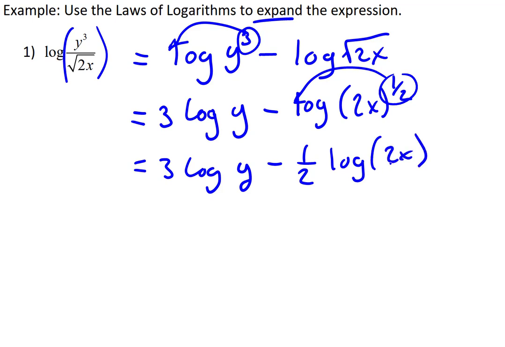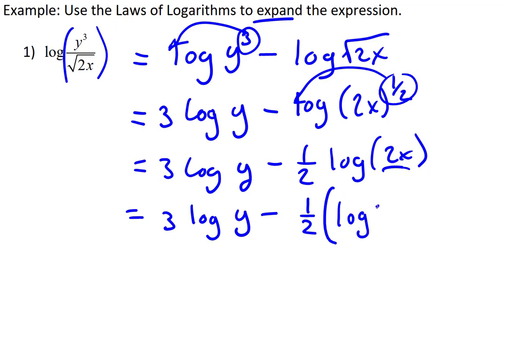But notice now the log of 2x has 2x as the input, but that's a product, which means we can go further. So let's rewrite yet again. We'll have 3 times the log of y. That's our initial first term there. Just going to keep copying down here for the rest. And then minus 1/2. Now, when we split this last log term up, we're going to have to do so carefully, putting it in a set of parentheses. So we're going to split it to be log of 2 plus log of x.